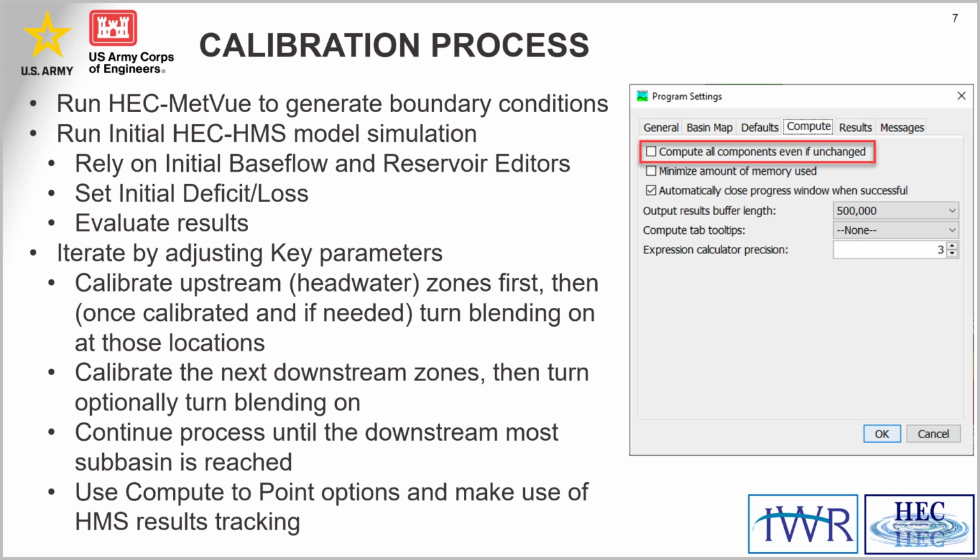So now that we have computational points and understand that they can be powerful for calibration, what is the actual process for calibrating these models? So first off, we need to get our boundary conditions. Our boundary conditions are generally going to be computed from HEC Met view, and from that we can get our precipitation grids, and then if we need it, we can get our temperature grids from Met view as well. And then once we have our boundary conditions for our model, we can run the forecast alternative to see what our starting point is.